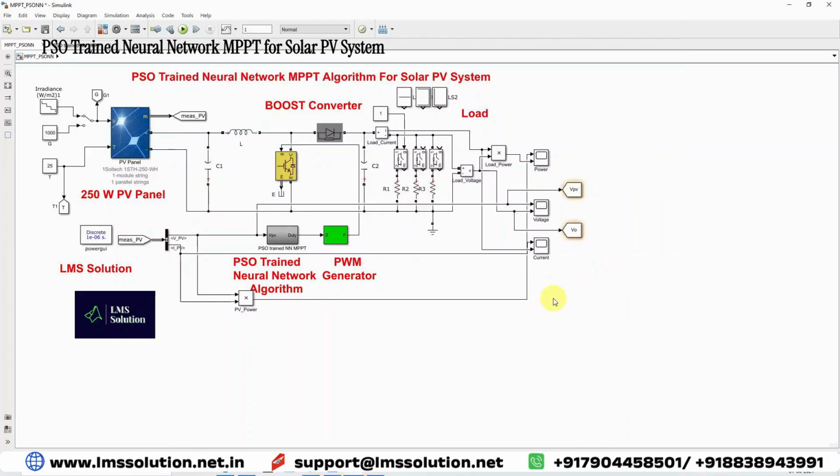For this condition also, the PSO trained neural network MPPT extracts the maximum power under changing irradiation. For both conditions, the PSO trained neural network MPPT effectively extracts the maximum power from the PV panel.